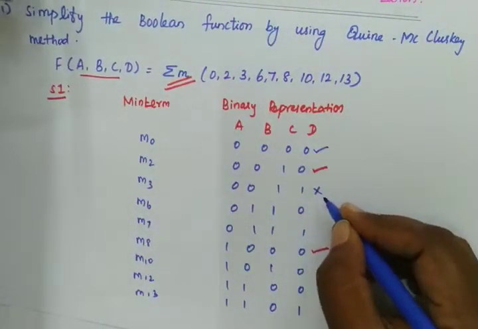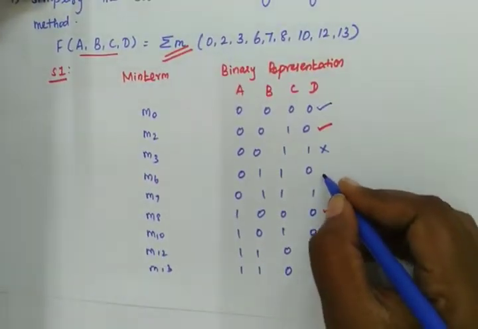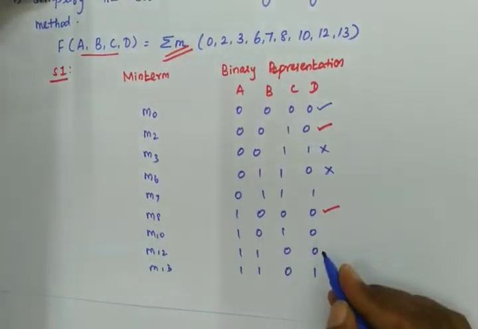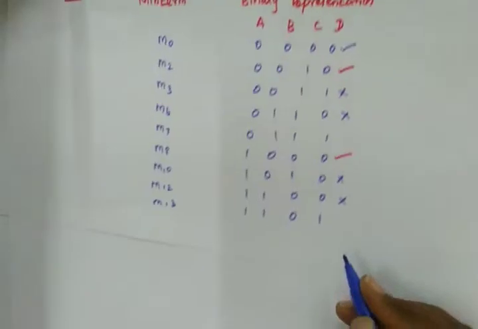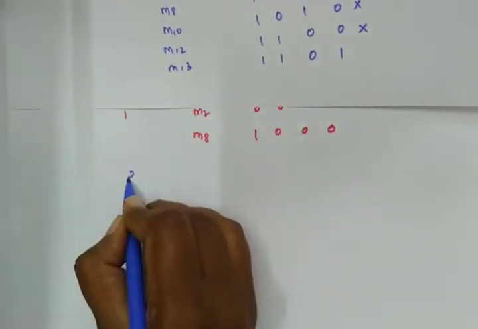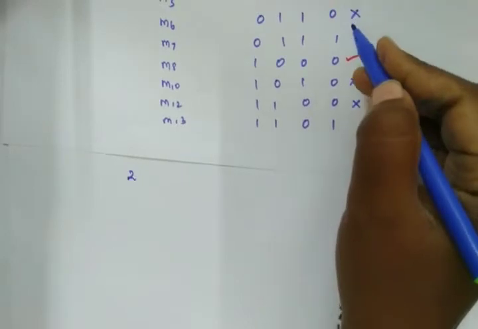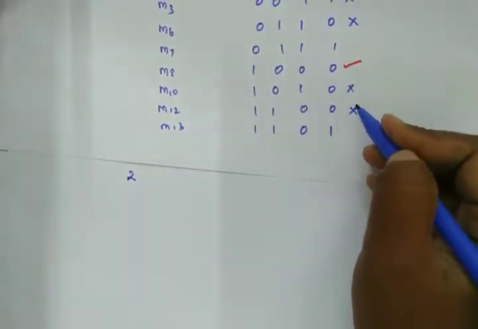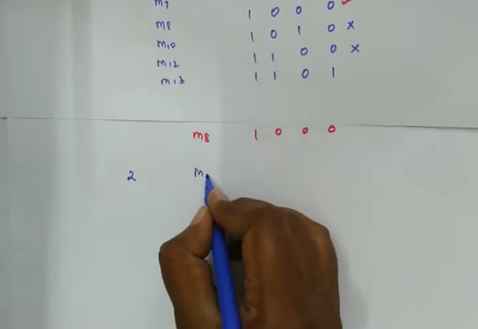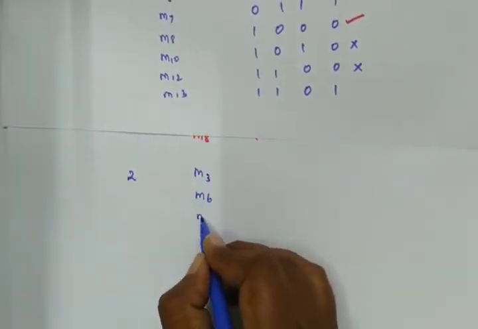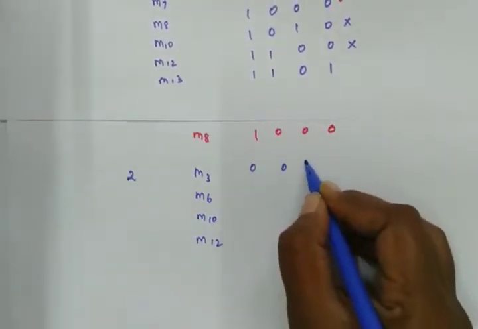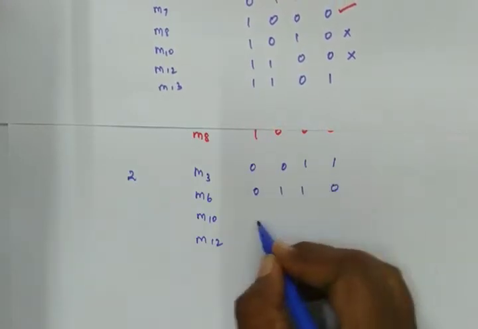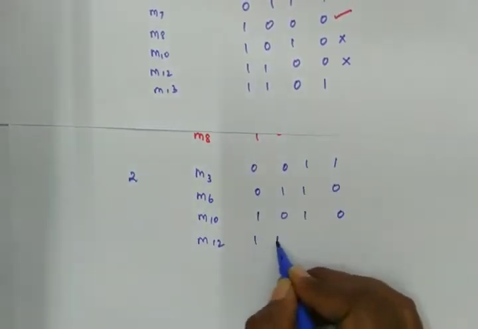Then check for 2 ones. Here we have only 2 ones, that is M3. And here we have only 2 ones, M6. Then here M10, and this is M12. We have only 2 ones. Now write these in the number of ones 2 group. That is M3, M6, M10, M12. Now represent these using binary: 3, 6, 10, then 12.